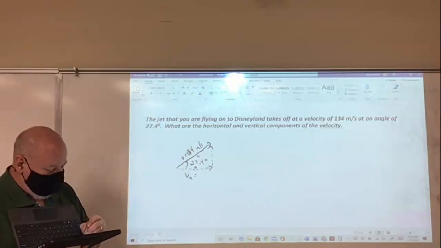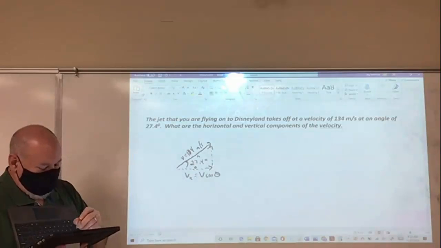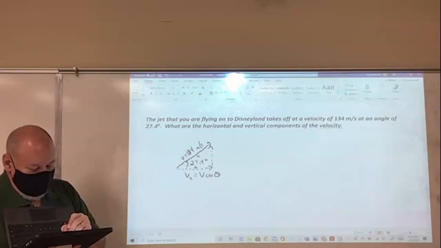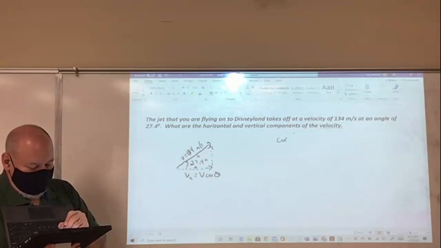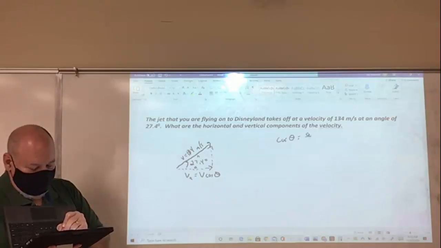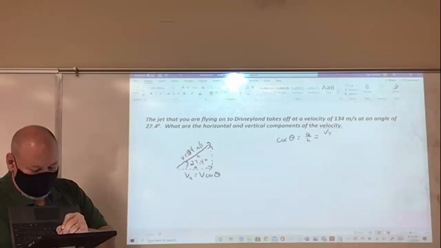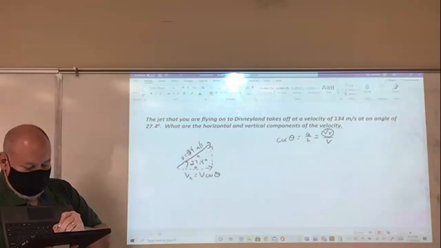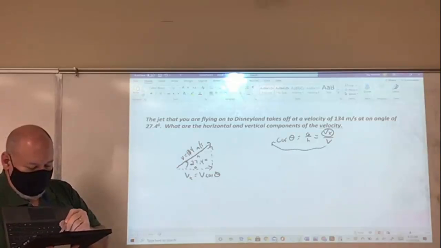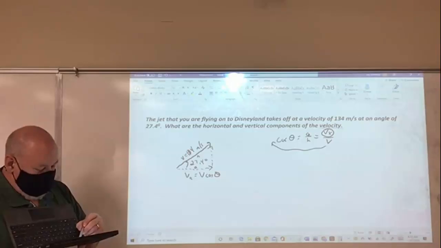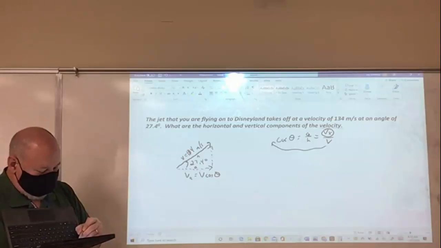And if I forget this formula, most of you probably remember by now that it's just v times the cosine of theta. But if I forget it, you're going to write out the definition of cosine. Cosine of theta equals adjacent over hypotenuse. And in this case, that's Vx over V. And you say, I want Vx, so I have to multiply V times the cosine of theta. And voila, you have that formula.